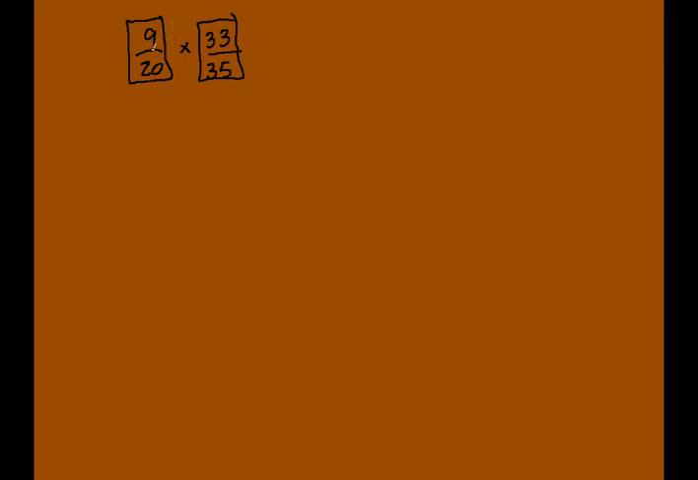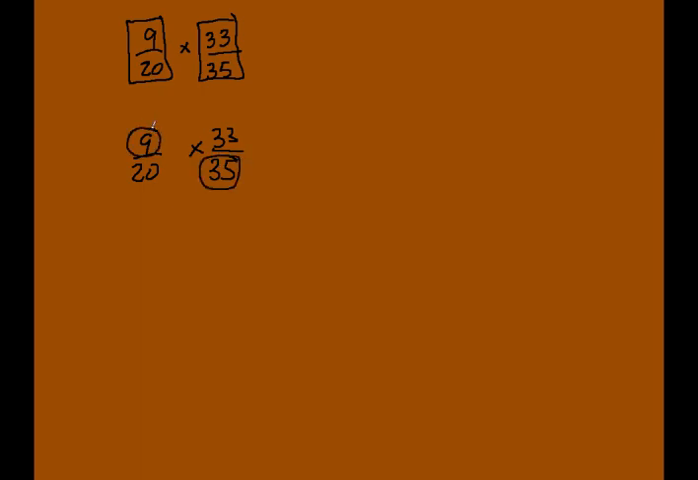Like here, there's no way I can reduce this. If I try to divide the 9 by 3, I cannot divide 20 by 3 also, because 3 doesn't go into 20 evenly. But this fraction, we cannot reduce it no matter what you do. This one as well, I cannot reduce it. So whenever that happens, instead of trying to reduce the 9 and the 20, try to reduce the 9 and the 35.